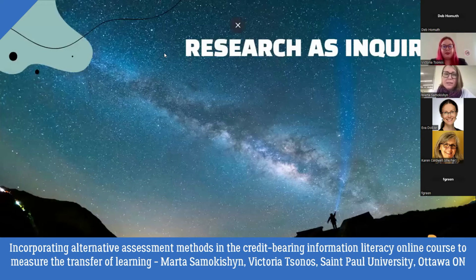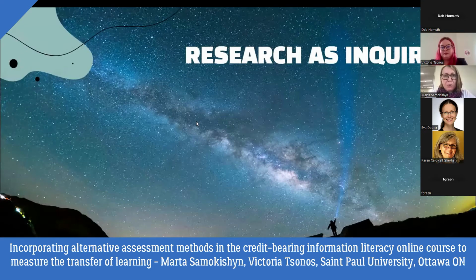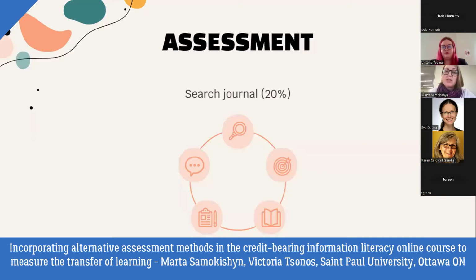For us, the leading frame was research as inquiry. So we implemented inquiry-based learning into the curriculum of the labs. So when it comes to assessment, we wanted to actually guide students through the inquiry model. The assessment included the following elements. So we had a search journal where students had to actually come up with a research question and then search for the information, as Victoria has mentioned.